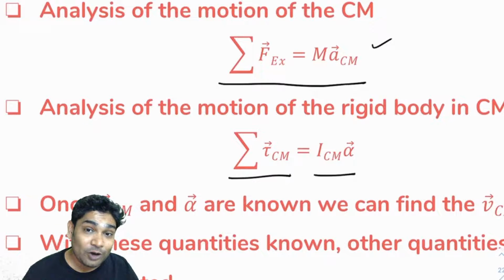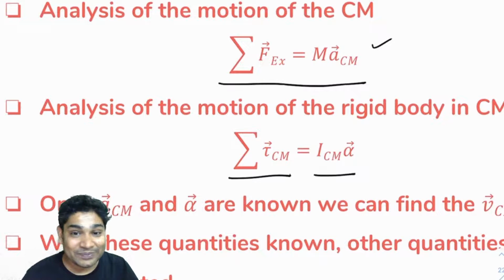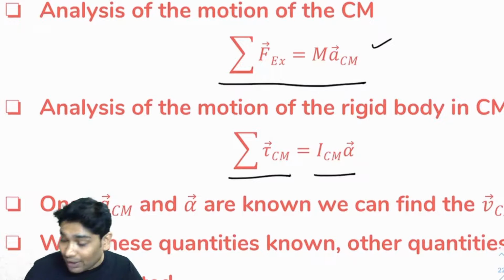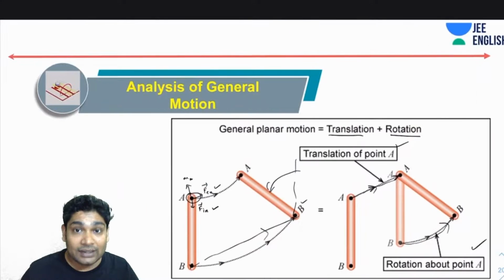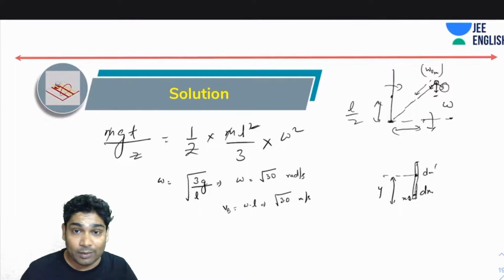No, F internal will not become 0. Its torque may be 0. Moisha, there is a difference. I am talking about analyzing the translatory motion. Understand this. I am talking about the translatory motion, not the rotatory motion.